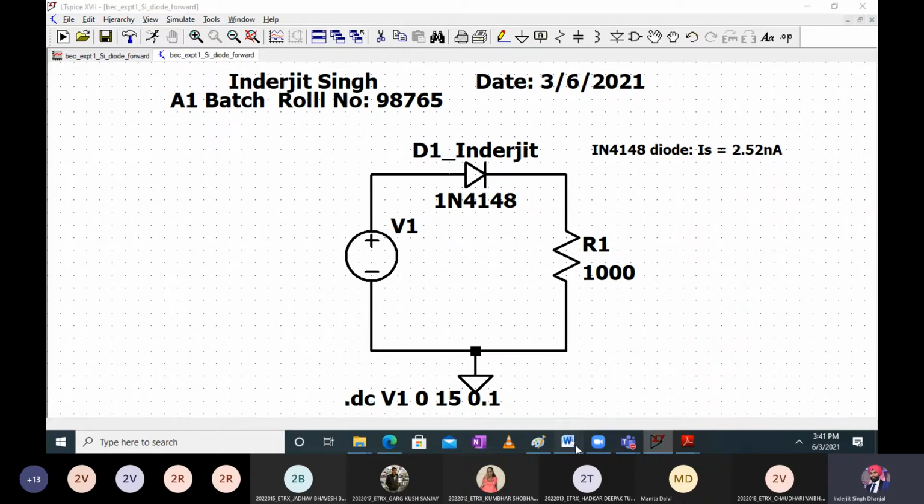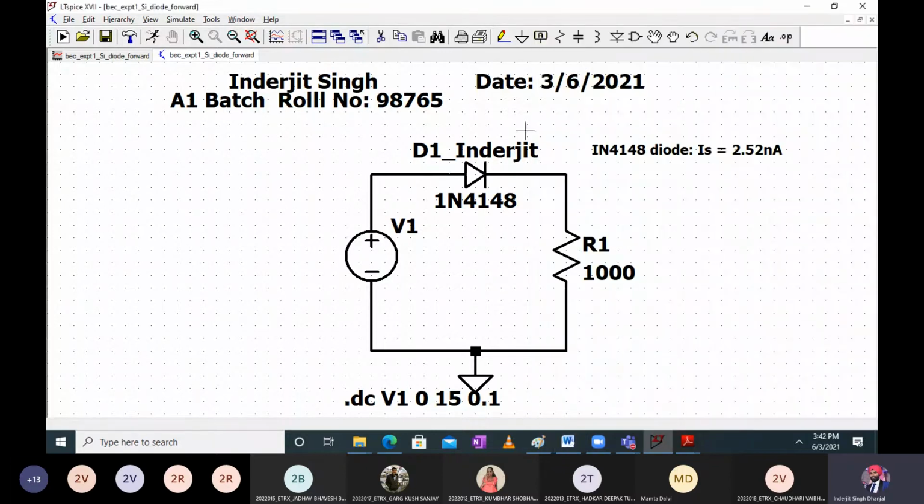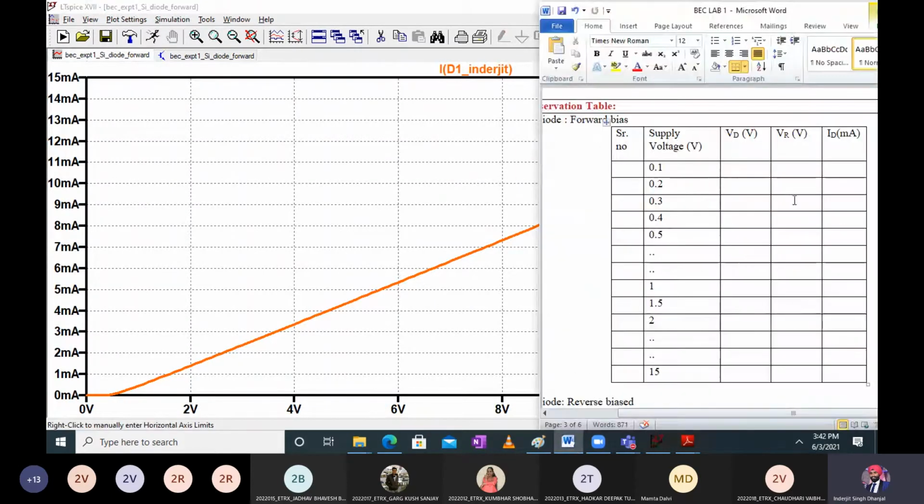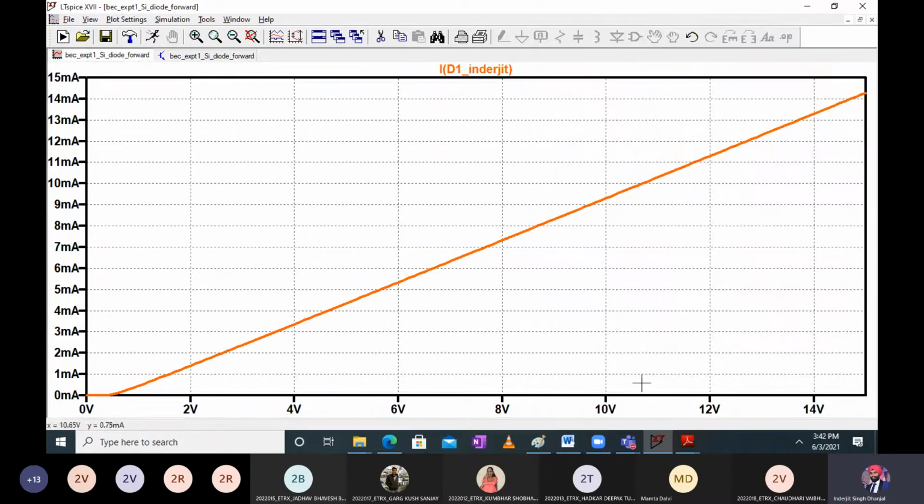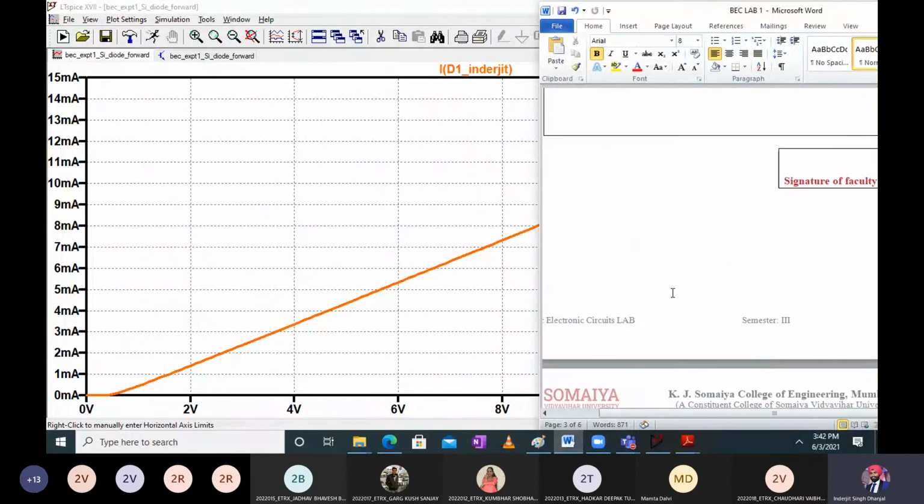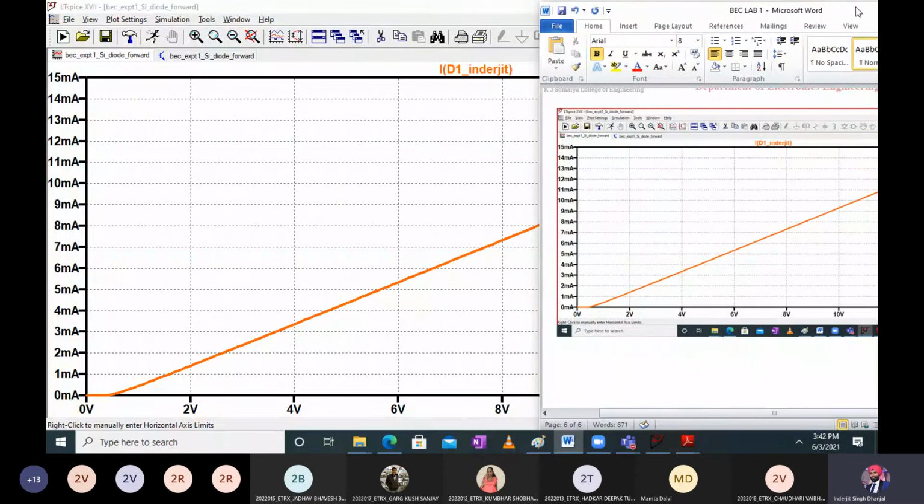You have this write-up ready with you, correct? So whenever I tell you to save some graph or some data, you can save that information. Right now, this graph is supply voltage versus diode current, and you have a table with supply voltage and diode current. Click on print screen on your laptops or desktops, go to the end of this write-up, and add that print screen over here. It will look like this.